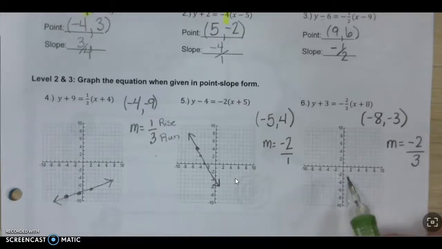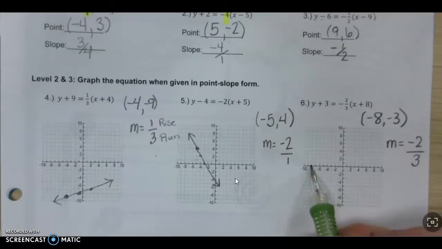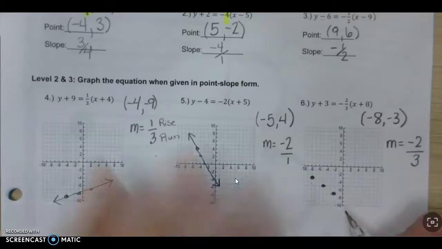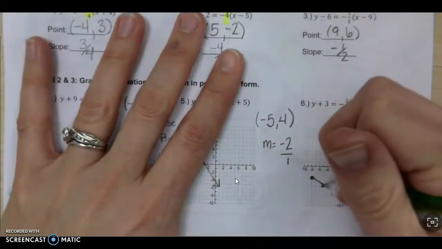So negative 8, negative 3 is this point. That'll be my starting point. And then from there, I'm going to go down 2, right 3. Okay, and there's my line.